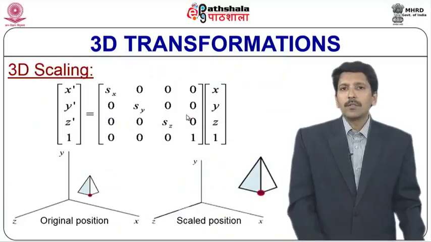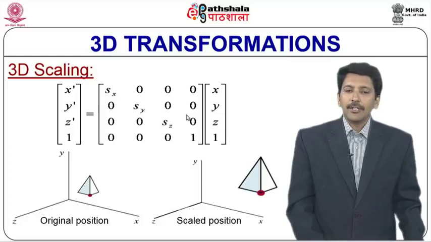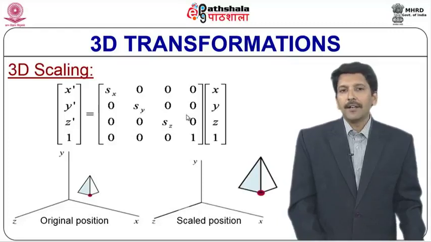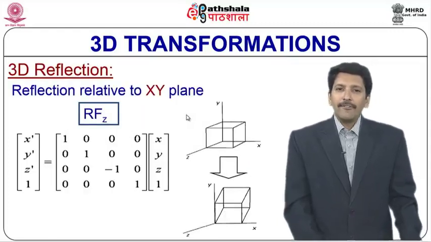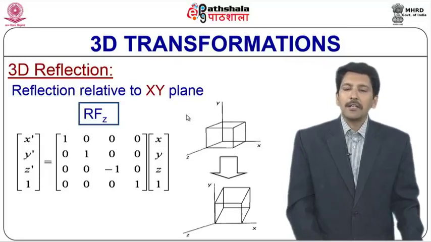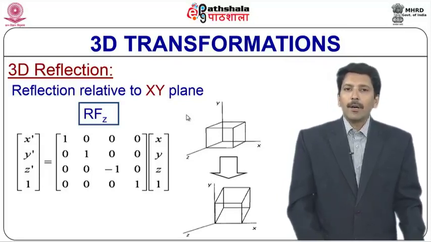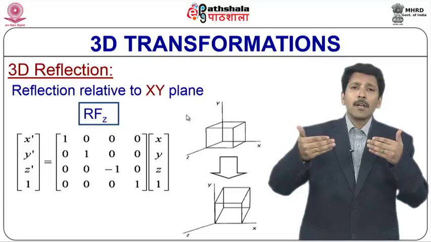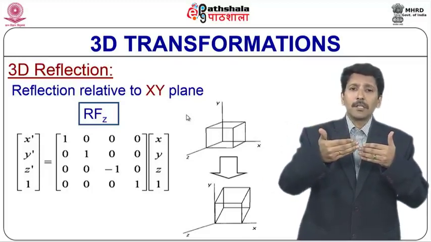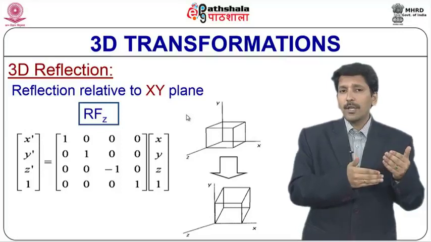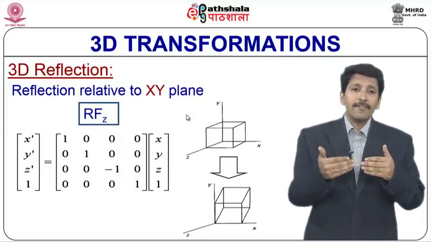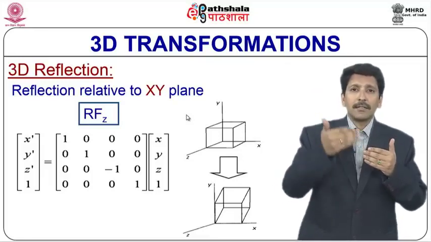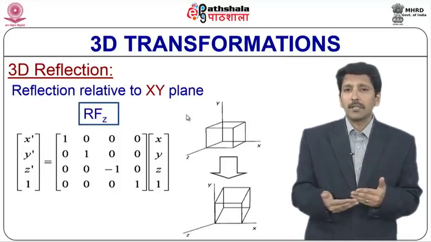The 3D scaling involves just an extension of 2D scaling, with an additional third scaling factor along the z direction, which is Sz, and the rest is all similar. And reflection in 3D is exactly similar to reflection in 2D. But reflection in 2D was performed with respect to lines, and now in 3D reflection will be performed with respect to planes. So reflection with respect to the xz plane, the xy plane, the yz plane, and so on.